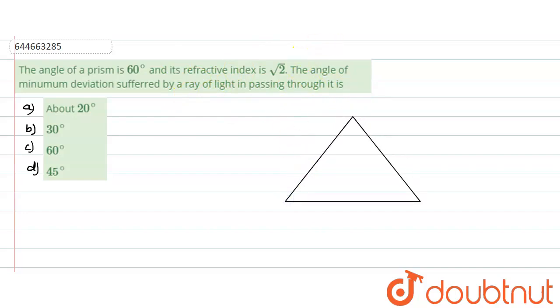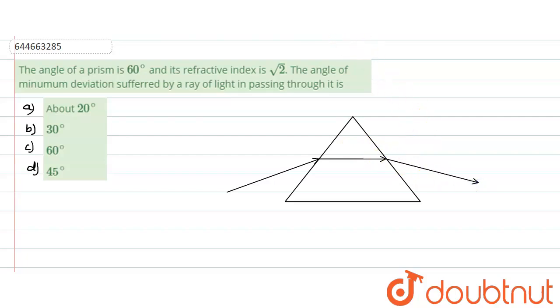Now let's assume that this is a light ray which is coming. So this is the incident light ray. Now for the condition of minimum deviation, the refracted ray inside the prism would become parallel to the base. So it would be like this, becoming parallel to the base. And then after that it would move in this direction.